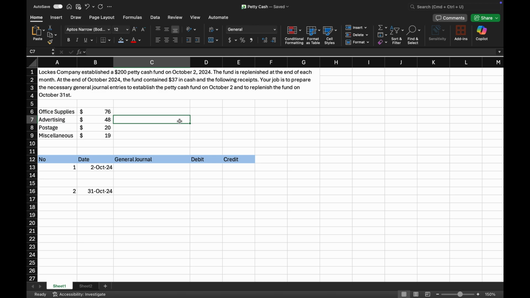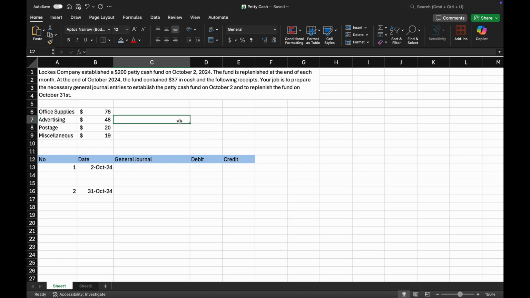Alright, so today I will be teaching you how to do the journal entry to both establish and replenish a petty cash fund. For this problem, let's assume that Locke's company established a $200 petty cash fund on October 2nd, 2024. The fund is replenished at the end of each month.